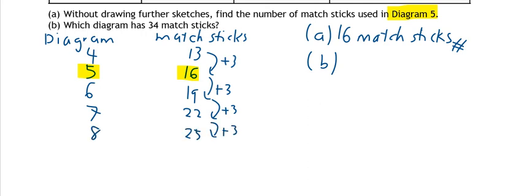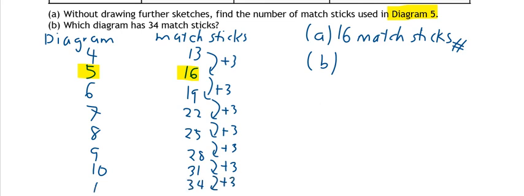So this is 8. And then plus another 3, you have 28. So this is number 9. And plus another 3, you have 31. This is diagram number 10. And plus another 3, you have 34. So this is diagram number 11. And there you have it. The diagram that has 34 matchsticks is diagram 11. That's it for example number 1.